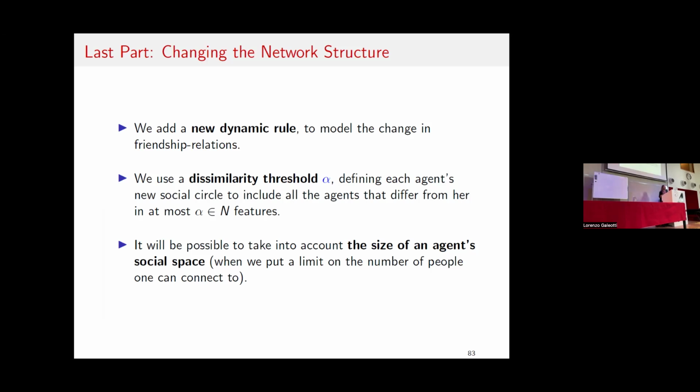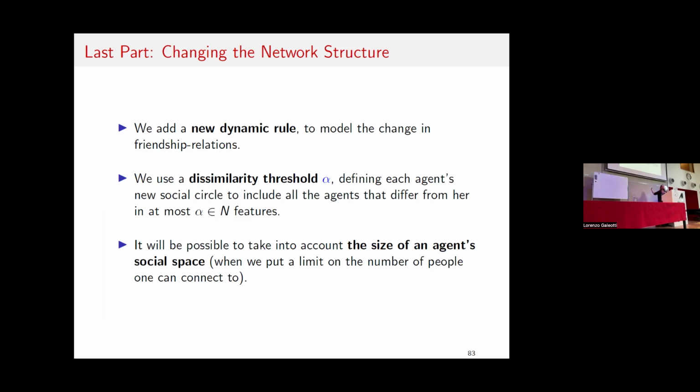So, okay. If you want to model not only how the features spread, or the properties and fashions that agents have within the network, but also how new friendship relations are being formed, or how the network topology itself is changing, that would require a new dynamic rule. And you would have to determine in advance what is required for two agents to become friends. In this case, what we did was we worked with a new threshold, which I call alpha here, and it's a dissimilarity threshold. It tells me that an agent's new circle of friends will be all those agents that differ in at most alpha features.